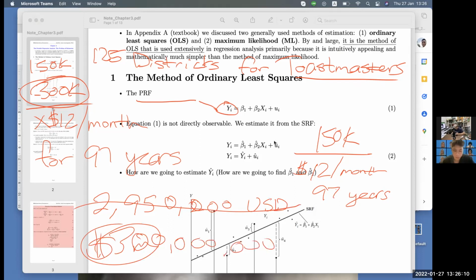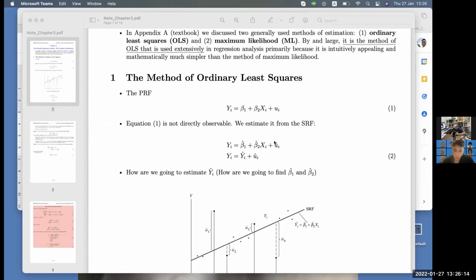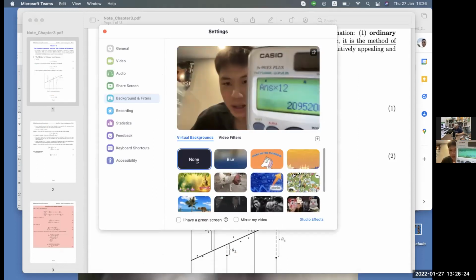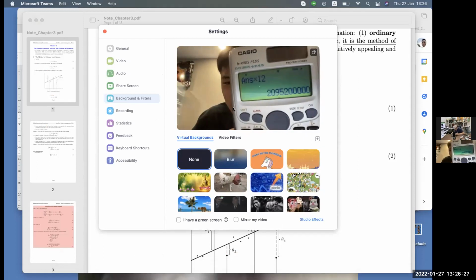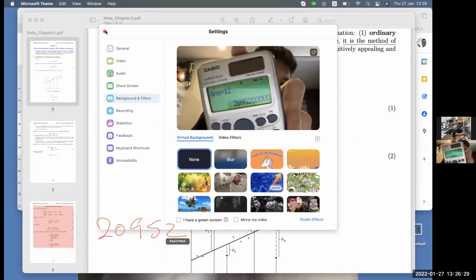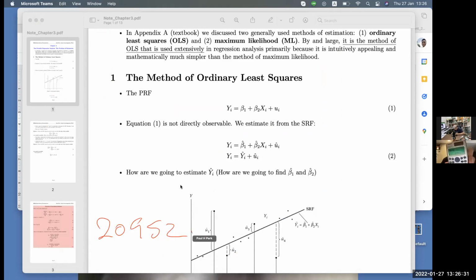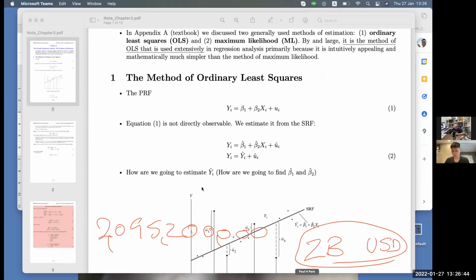Let me try again. 12 plus 97 plus 12. It's 20952 and then 5 zeros. Damn, that's 2 billion bucks. Okay, 2 billion USD. Wow, that's a lot of money. Holy moly.